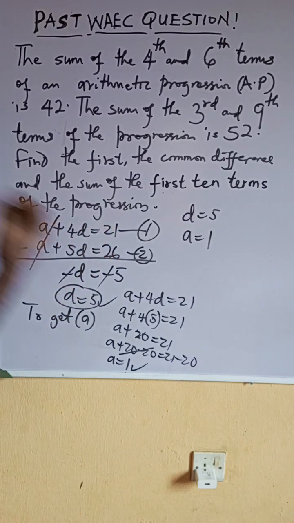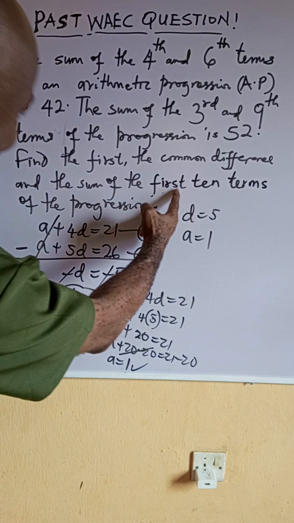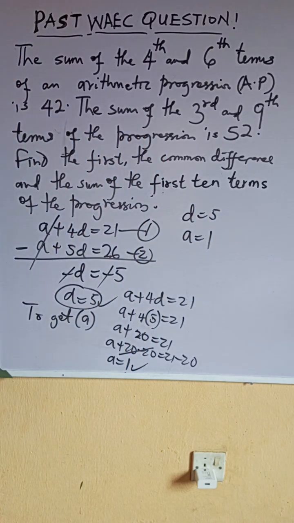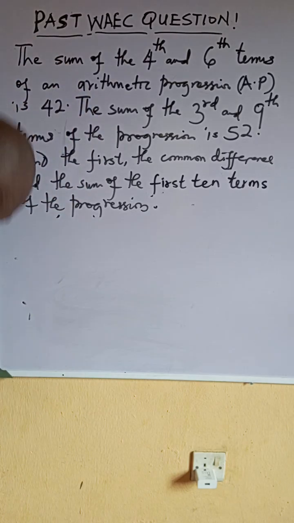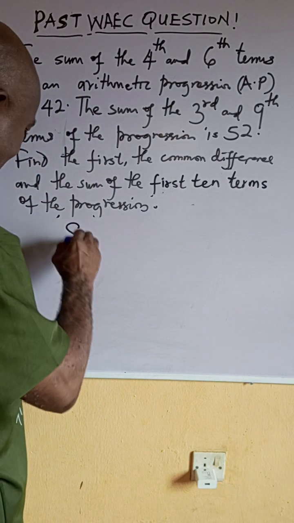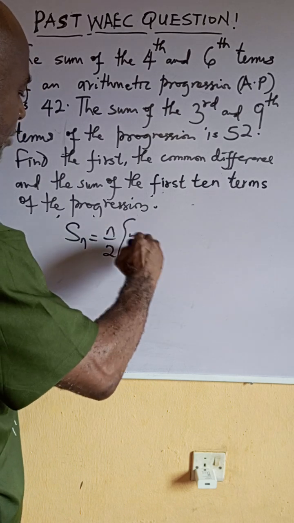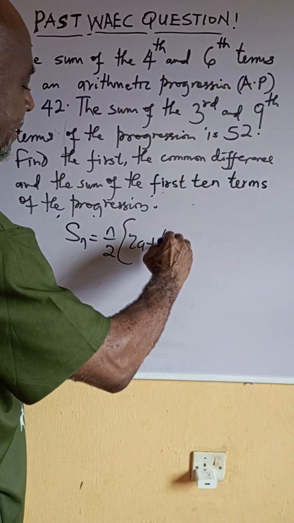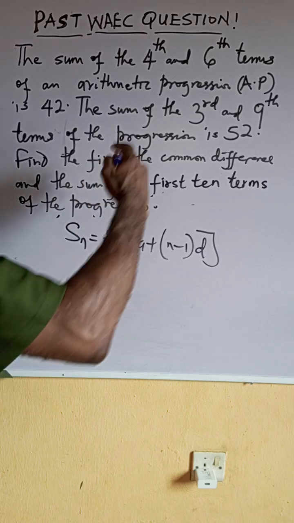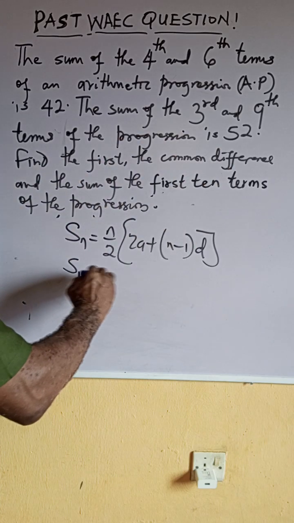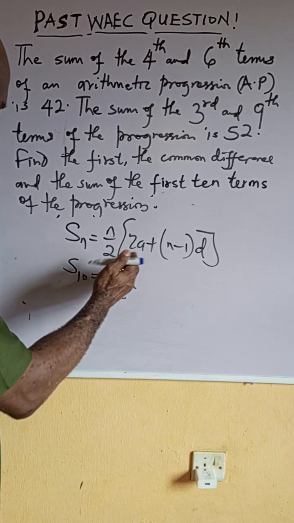So what is left for us to determine? We are asked to calculate the sum of the first 10 terms of the progression. Very simple. Now there is a formula: S sub n is equal to n over 2 bracket 2a plus open bracket n minus 1 times the common difference. Now, the sum of the first 10 terms, so we say S sub 10 is equal to 10 over 2, multiplied by 2.